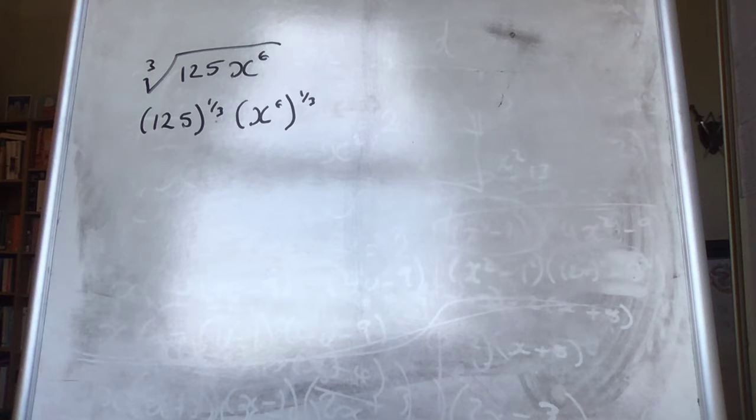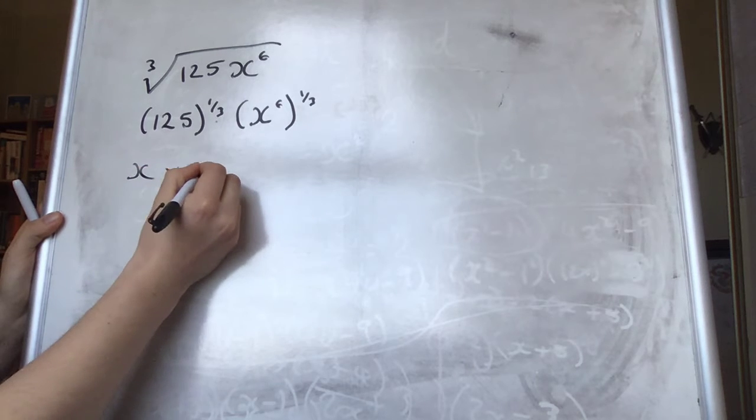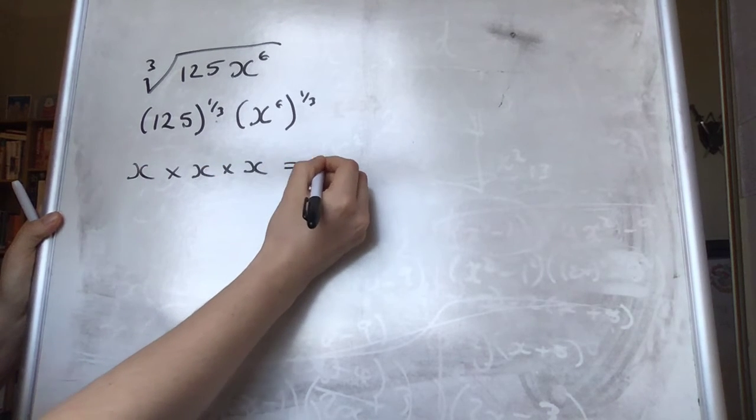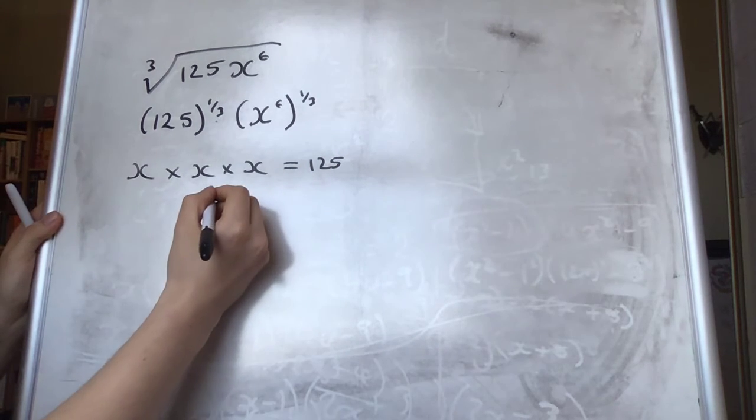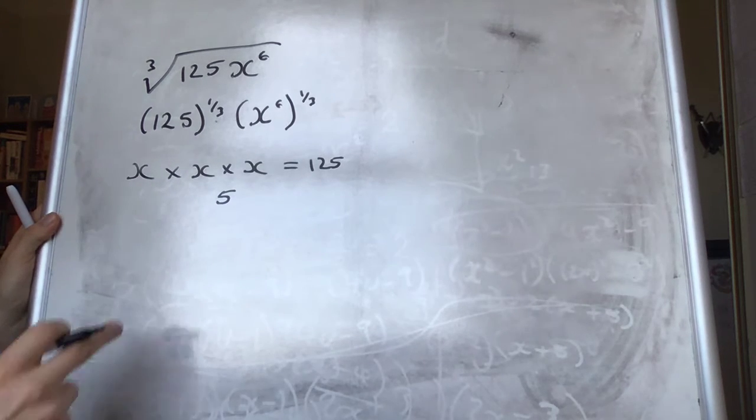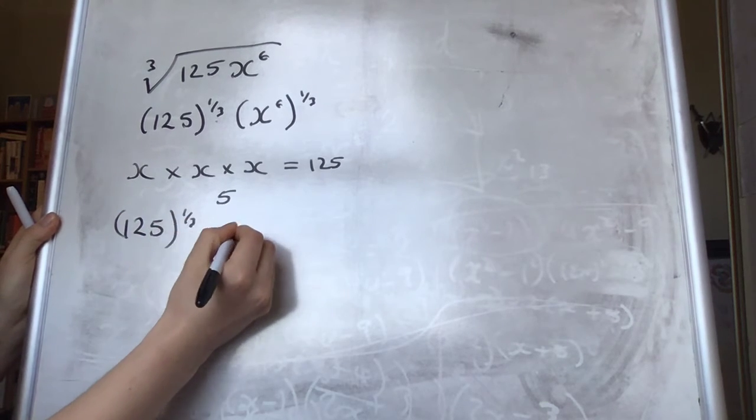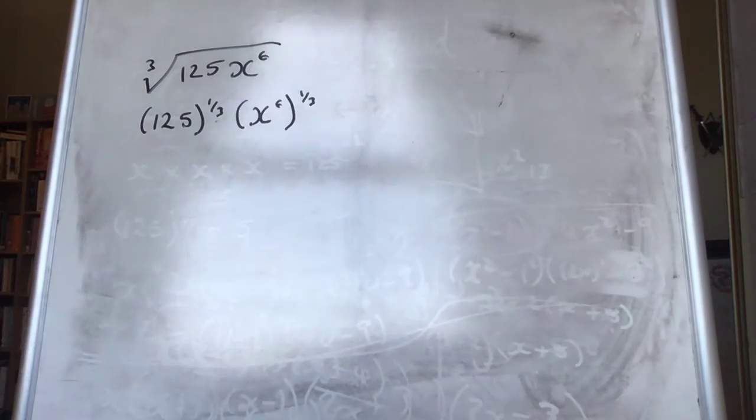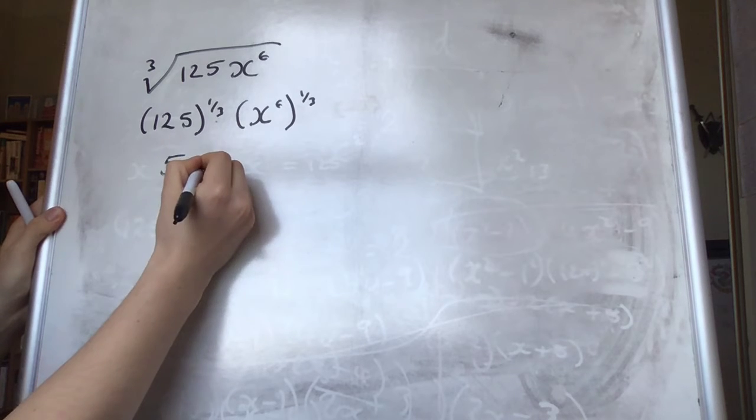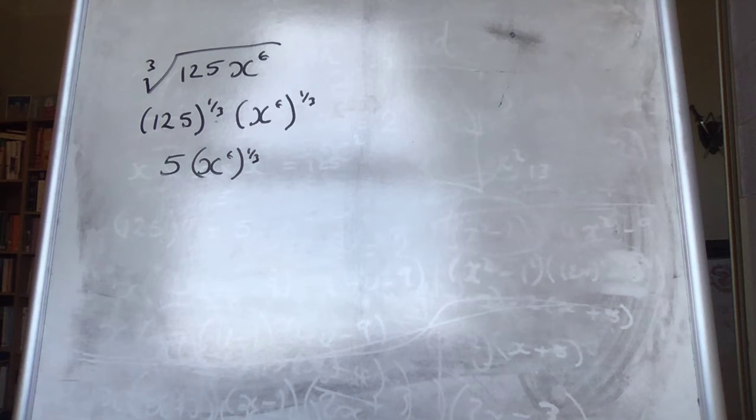And at this point, we can work out what the cube root of 125 is, and the cube would be x times x times x must equal 125. And so we need to work out what x is, and we can work out that x would equal 5. So the cube root of 125 is equal to 5. Okay, so if we just rewrite that expression again, we've then got 5 times x to the power of 6 raised to the third power.